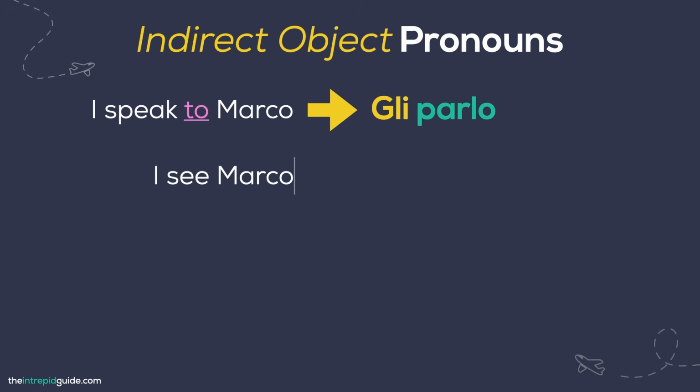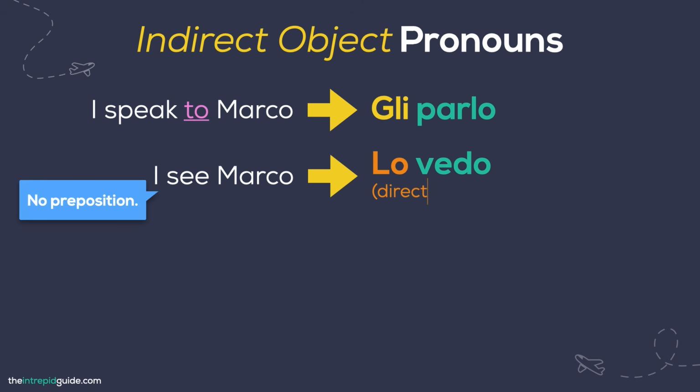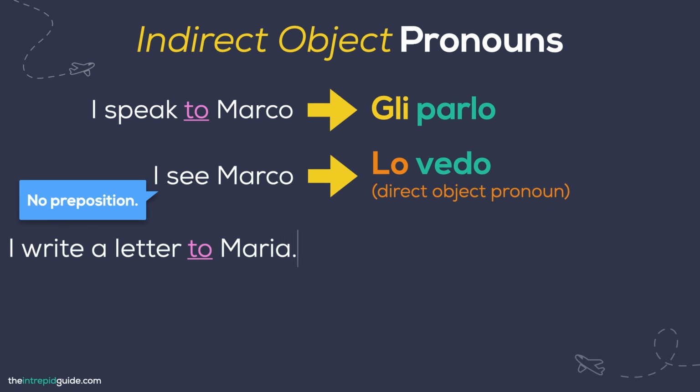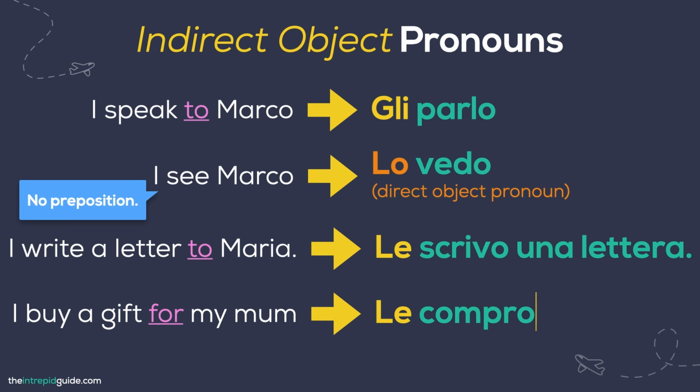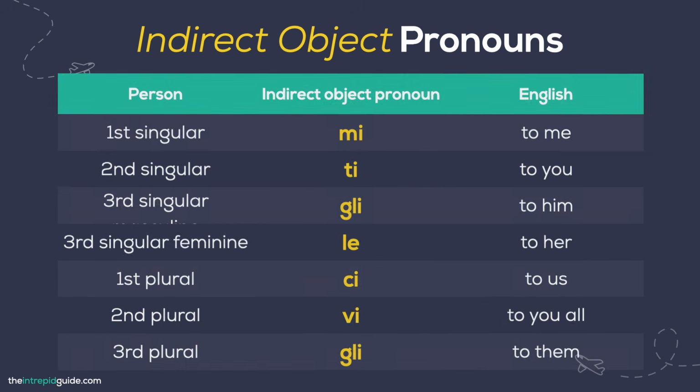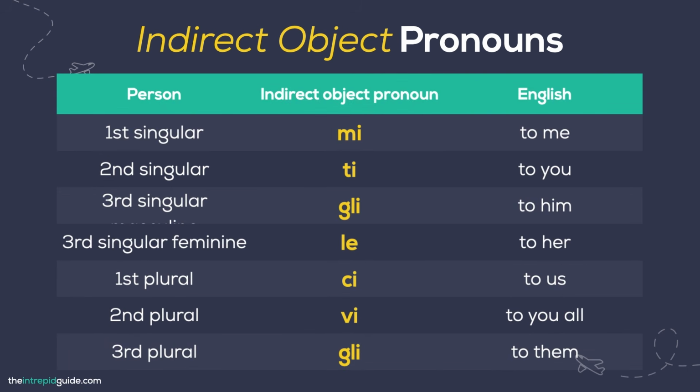But if you see Marco, I see Marco, there is no preposition. So we need a direct object pronoun. And we say, "Lo vedo." Here are 2 more examples. I write a letter to Maria. Again, we need the preposition to, an indirect object. And we say, "Le scrivo una lettera." I buy a gift for my mum. Again, we have another preposition, for, which means we need an indirect object pronoun. "Le compro un regalo." Take a look at all the indirect object pronouns in Italian.